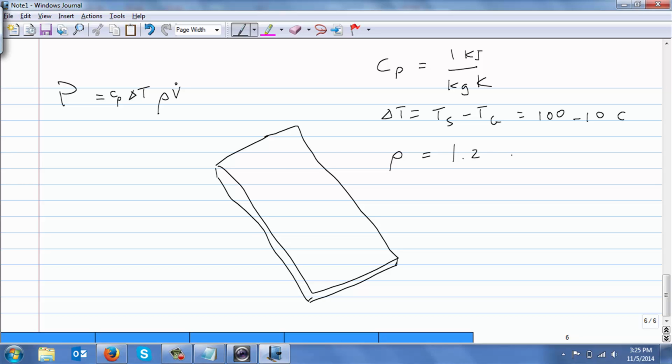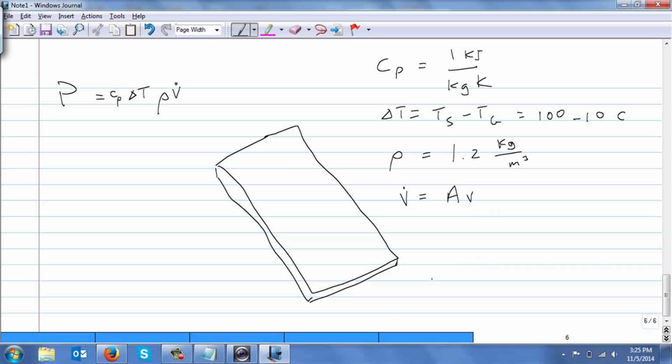0.204. We'll leave it at 1.2. 1.2 kilograms per cubic meter. And then the volumetric flow rate, we're going to have to get a little bit creative with this one, but that's going to equal the area times the velocity.